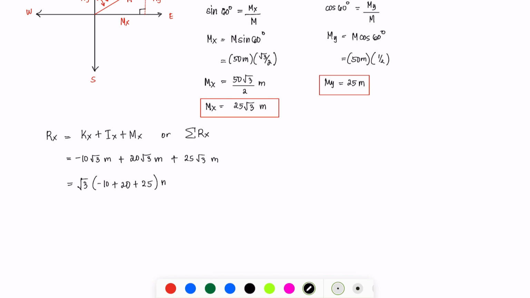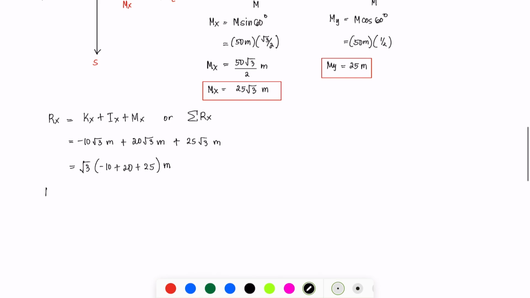And do not forget the units. So from here, I just have to evaluate what is inside with the square root of 3. What is left would be negative 10 plus 20, that's positive 10, plus 25. So that's positive 35 meters. Rewriting that into a friendlier form, that's going to be 35 square root of 3 meters. And you just have to express it that way. Do not express it in decimal.